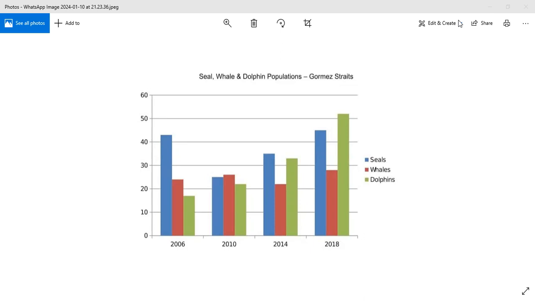But in the starting point, in the introduction, I think it's necessary. You have to start like: the above bar chart describes the percentage of seal, whale, and dolphin population in Gourmet Strait. And then you have to go through point by point. Okay, no issues. You just share.